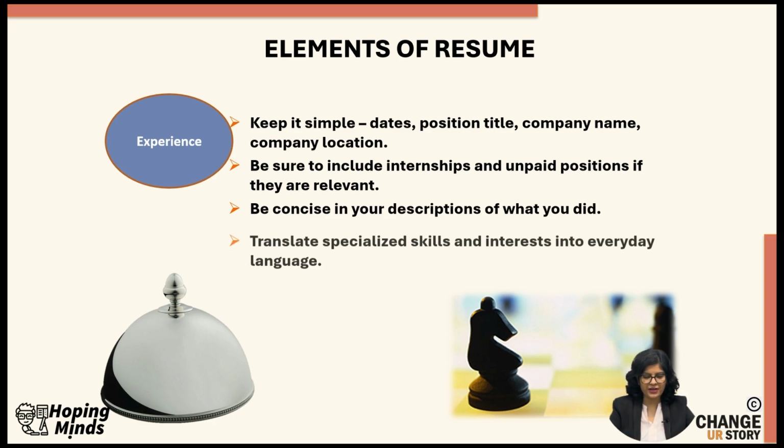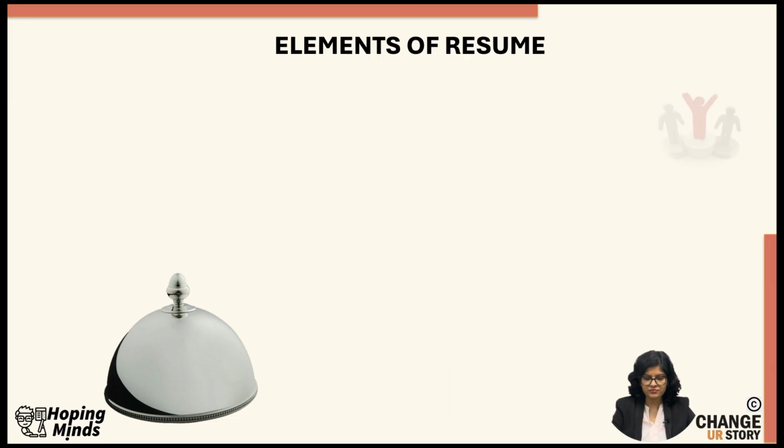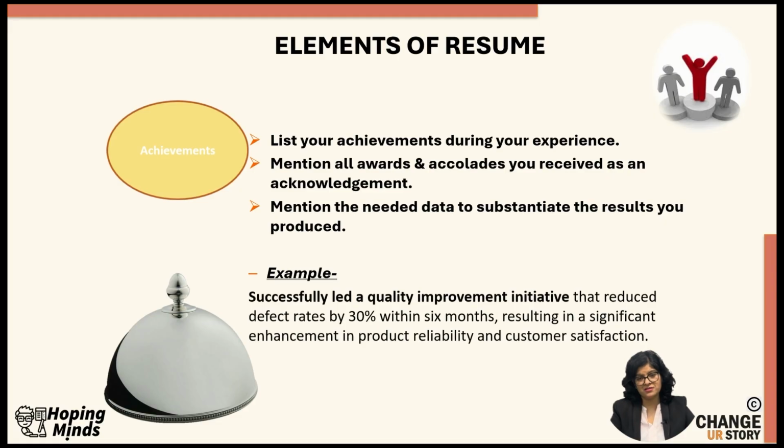So here is what experience entails. It also translates specialized skills and interest into everyday language. The next element is achievements. Now, if I have to pick two elements that are the most important in a resume, they are going to be strengths, the skills and expertise, and achievements, right? So you have to optimize and utilize these two elements in a resume to the optimum, because that is what sets you apart. That is what sets you different, right?